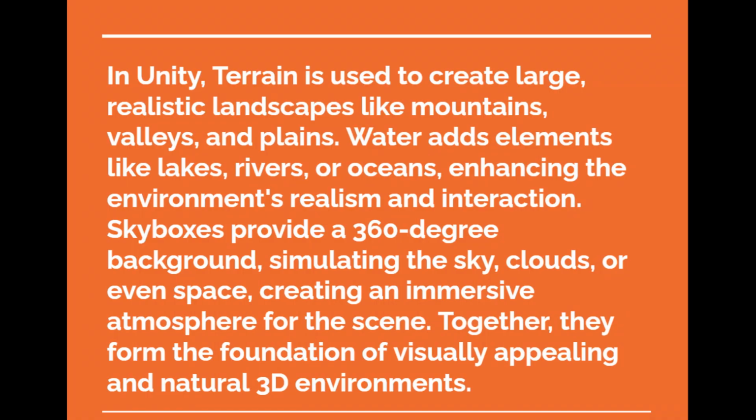In Unity, terrain is used to create large, realistic landscapes like mountains, valleys, and plains. Water adds elements like lakes, rivers, or oceans, enhancing the environment's realism and interaction. Skyboxes provide a 360-degree background simulating the sky, clouds, or even space, creating an immersive atmosphere for the scene. Together, they form the foundation of visually appealing and natural 3D environments.